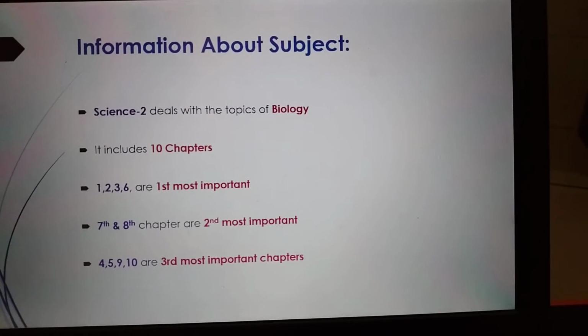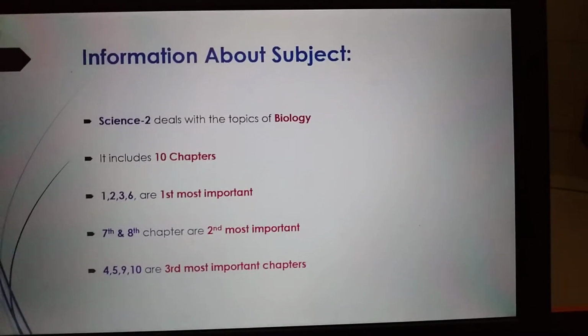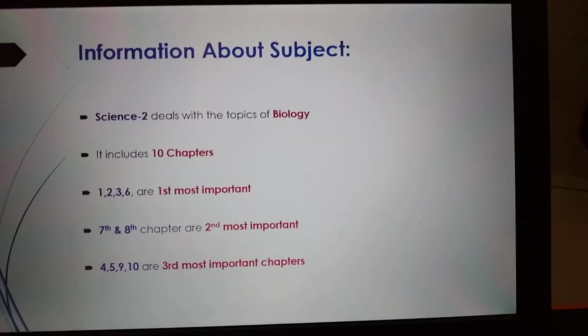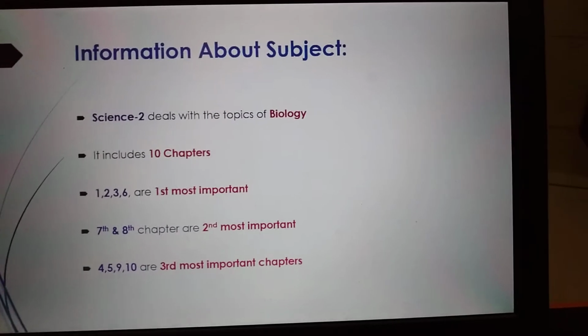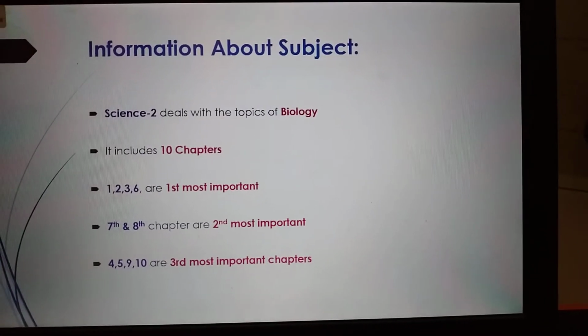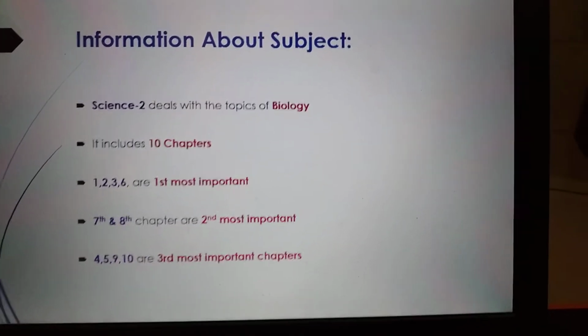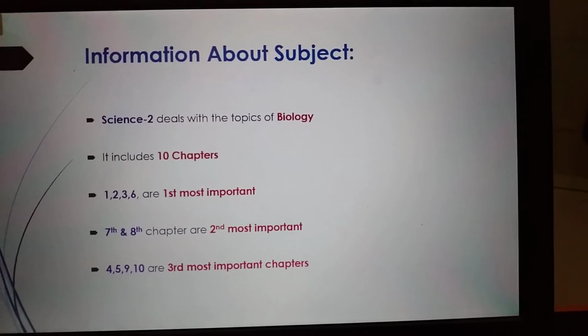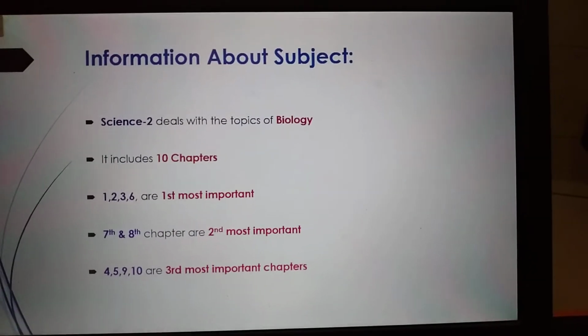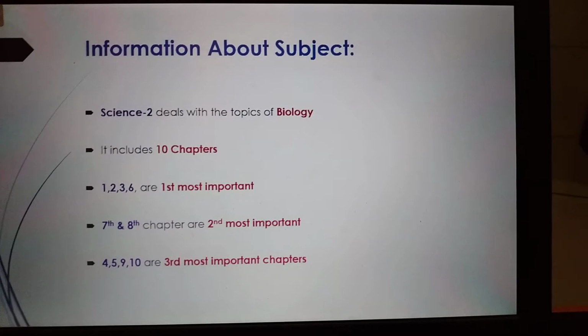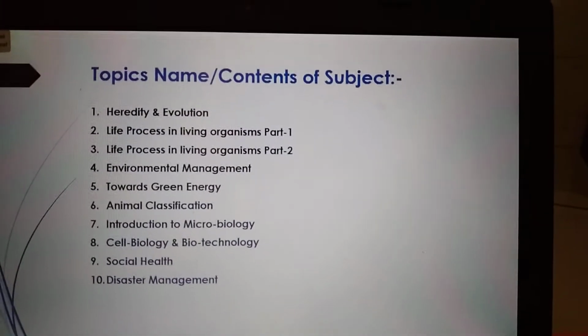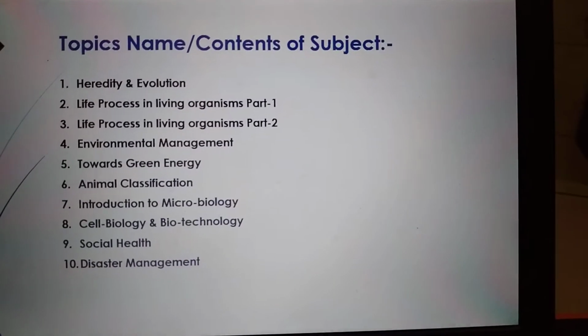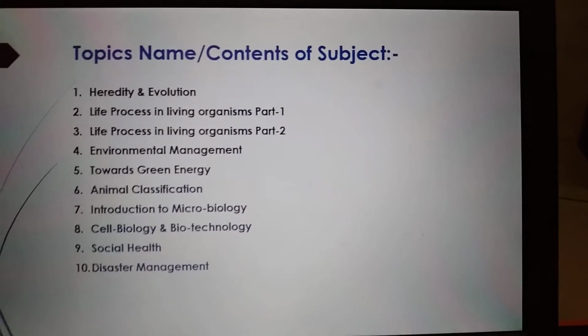Your Science 2 or part 2 deals with the topics of your biology. You have 10 chapters, in which your first, second, third and sixth are the most important. Then the second most important are your 7th and 8th chapters, and the third most important are your 4th, 5th, 9th and 10th. So this is the index of your chapters for part 2, that is Science 2.